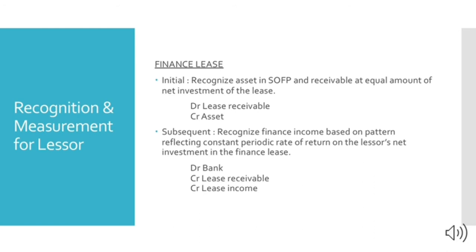And subsequently, when the lessee pays the lease payment, lessor should recognize finance income based on the pattern reflecting a constant periodic rate of return on the lessor's net investment in the finance lease. So the lessor should recognize debit bank, credit the lease receivable, and also credit lease income.